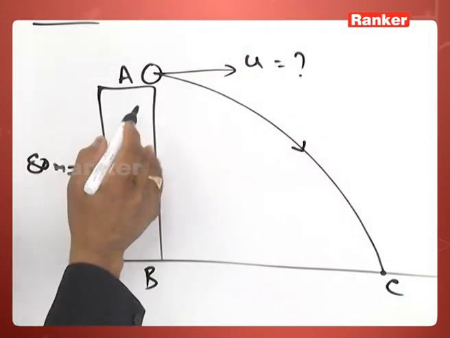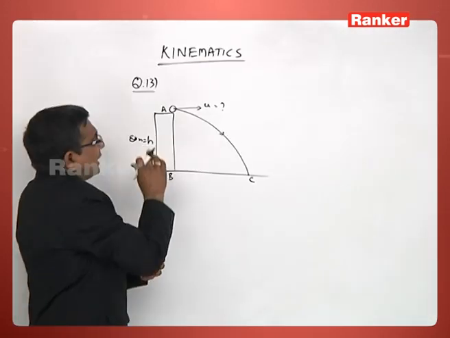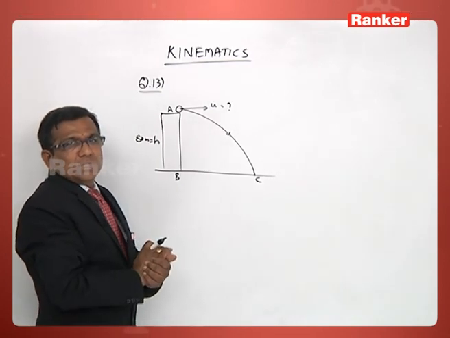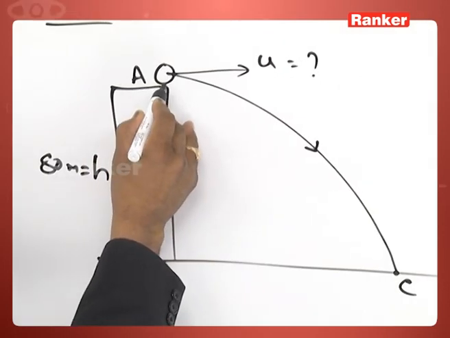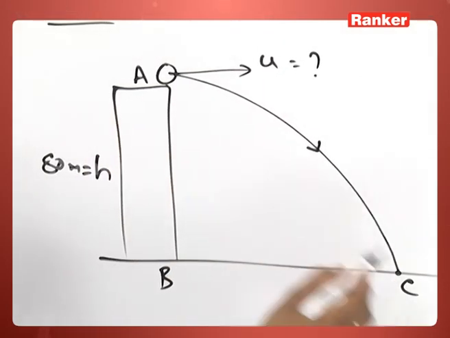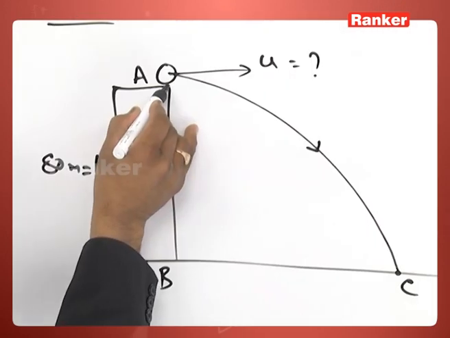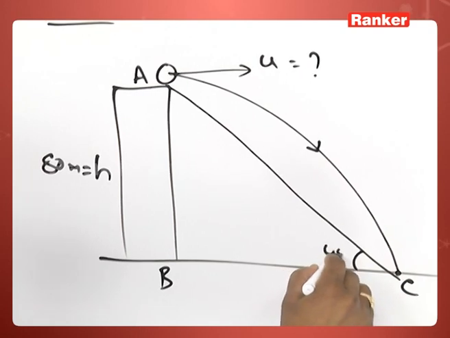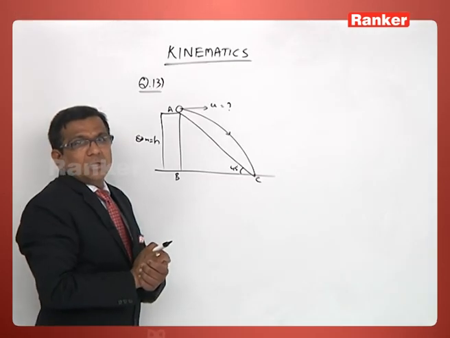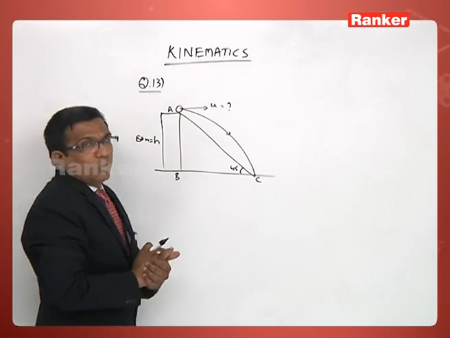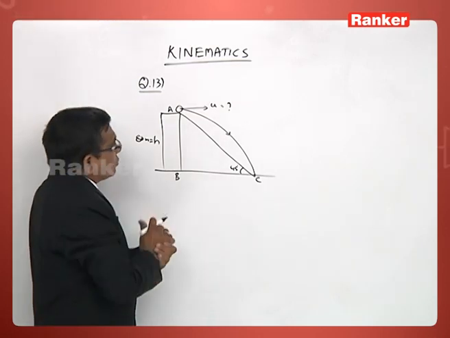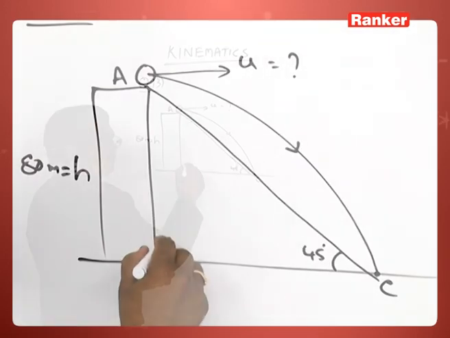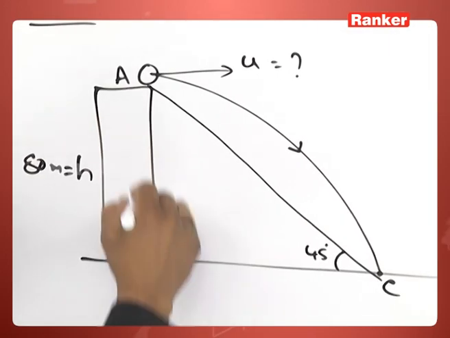Then you have to calculate u, and h of 80 meters was given. And what is the additional information given in the problem? This is the point where you are throwing the body, and this is the point where it is striking the ground. If you draw a line joining these two, it is making an angle of 45 degrees with the horizontal. With this information, you have to find out u. Now, to solve this problem, as this is the building, you know that this angle is 90 degrees. So, it is becoming a right angle triangle.